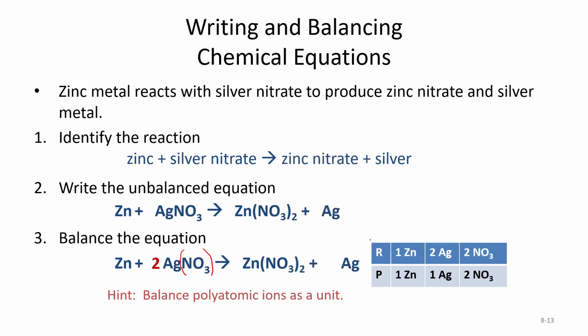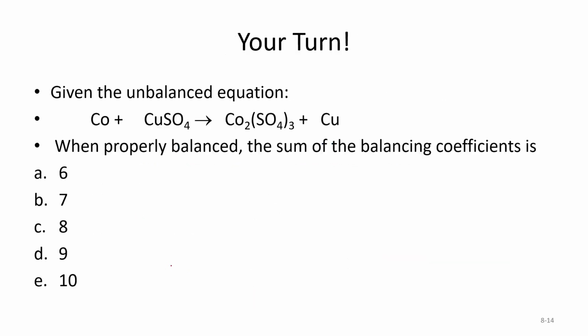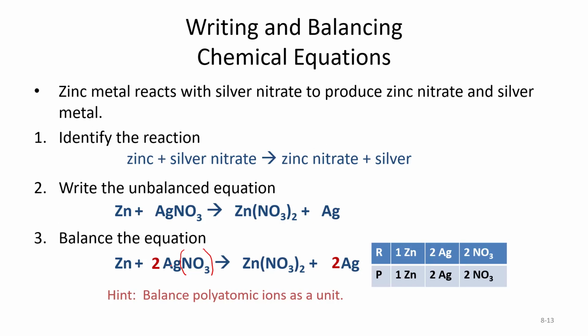So we're going to have to put a 2 over here to balance the nitrate families. So now we have two nitrate families on each side. But since we added the number 2 in front of the nitrate family, we're now going to also have to balance that silver, because silver was part of it. So we're going to have to put a number 2 in front of the silver. So now that one is fully balanced. There's one zinc, 2 silver, 2 nitrates, 2 nitrates.